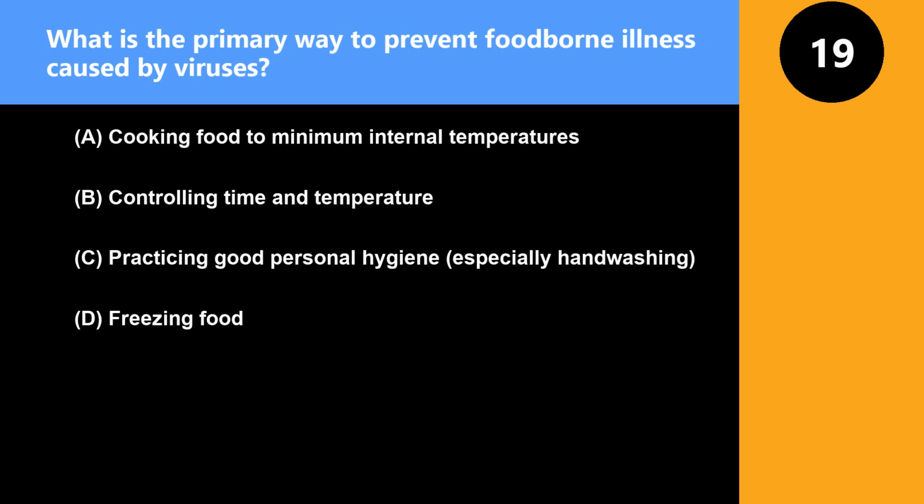Question 19. What is the primary way to prevent foodborne illness caused by viruses? Option A, cooking food to minimum internal temperatures. Option B, controlling time and temperature. Option C, practicing good personal hygiene, especially hand washing. Option D, freezing food. The correct answer is option C, practicing good personal hygiene, especially hand washing.